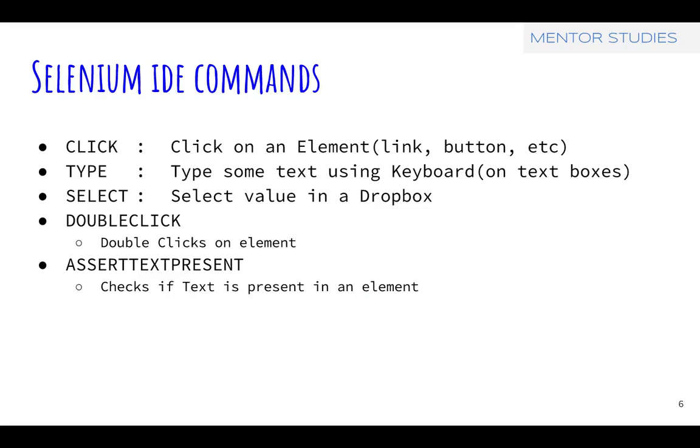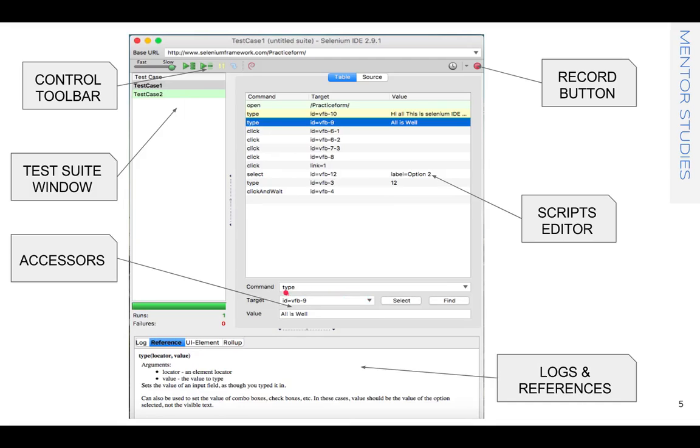Now going to the next slide. There is one more thing which is left. There is something called assert text present. It checks if the text is present in an element or not. When you select the command assert text present, or anything related to assert, and you specify a value, like which text needs to be present or on which element, Selenium automatically checks if it is present or not. Let me give you one example.